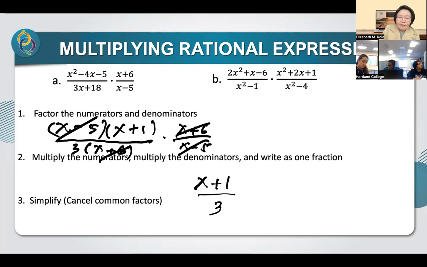All right, let's do letter B. You can use factoring by grouping, or if you think you are able to do factoring by just doing trial and error, that would also be fine. For the 2x squared plus x minus 6.